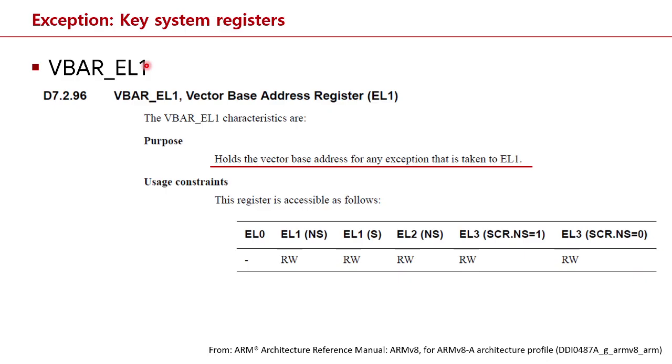Remember that this system register ends with EL1. That means whenever an exception is taken to exception level 1, the ARM core refers to this system register. But in some cases, the exception is taken to exception level 2 instead of exception level 1. In this case, the ARM core refers to the VBAR_EL2 register instead of the VBAR_EL1 register.